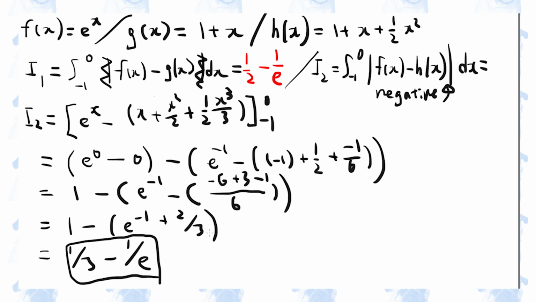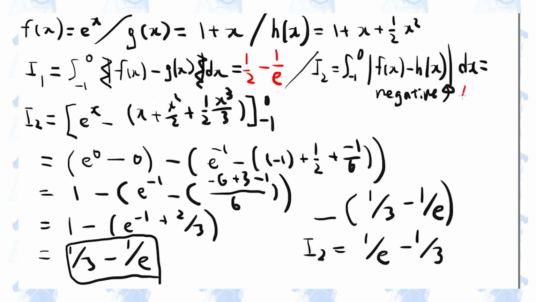And remember that this area is negative, so we need to put a minus sign in front of it. So the answer is 1 over e minus 1 over 3. And these are the final answers. This is the end of this exam paper. Let me know if you have any questions, and see you next time.